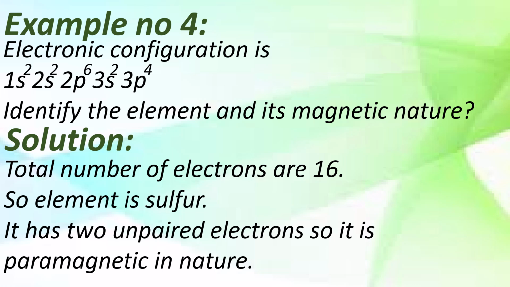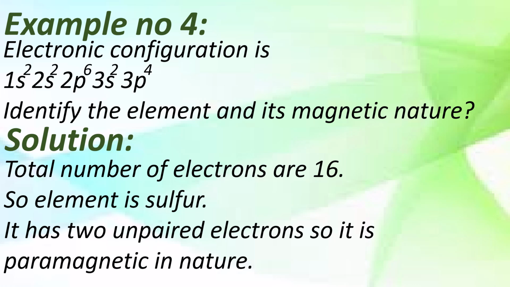Example number 4. The electronic configuration is 1s2, 2s2, 2p6, 3s2, 3p4. Identify the element and its magnetic nature. So 1s has lower energy, 2s has higher energy, and 2p, 3s and 3p have much higher energy. An s orbital can occupy 2 electrons, a p orbital can occupy 6 electrons.